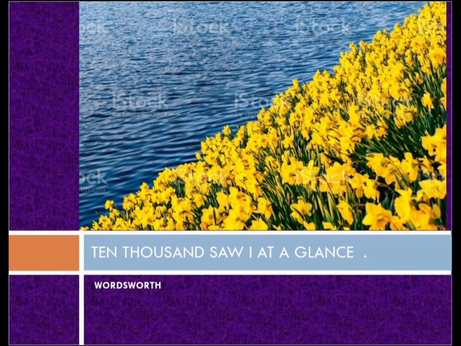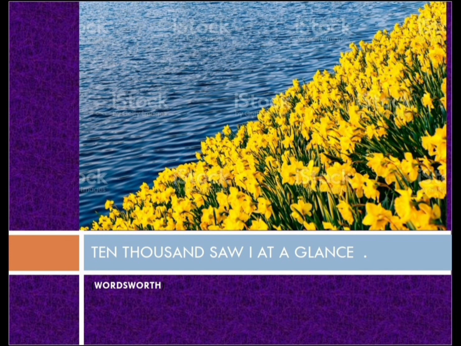The next example is "Ten thousand saw I at a glance." This is in reference to William Wordsworth's poem Daffodils. He saw a good number of daffodils near the Ullswater lake when he was traveling. So he described those flowers as ten thousand in number, which is literally not possible to see. You cannot see ten thousand daffodils at a glance. Therefore this is also an example of exaggeration.